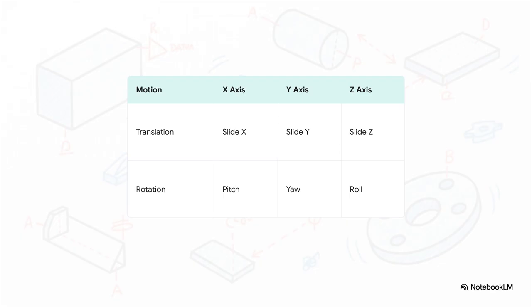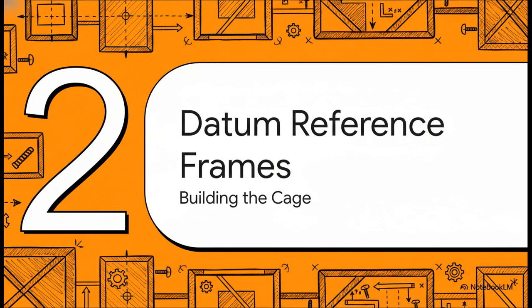So if you only specify a single flat surface as your datum, yeah, you might stop it from translating up and down, and you might stop a couple of those rotations from tipping over. But that part can still freely slide around on the table like a hockey puck, and it can still spin like a top. To apply geometric tolerances that actually mean something, all 6 of these degrees of freedom absolutely must be definitively constrained.